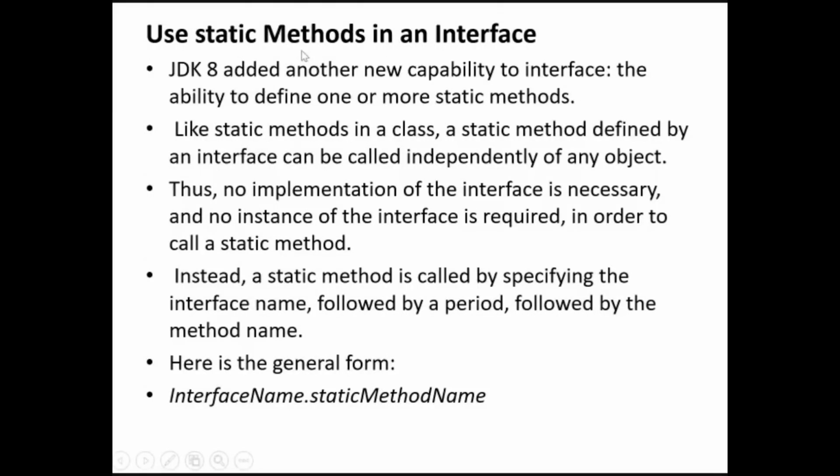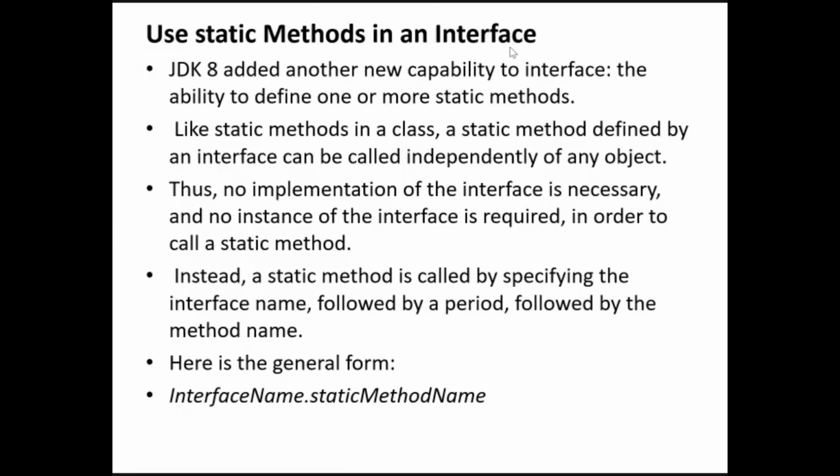Next, static method in an interface. Before JDK 1.8, we don't have a static method and default method in an interface. The interface can have only constant data members and abstract methods alone. But from JDK 1.8, they have introduced two methods: one is a default method, another one is a static method.